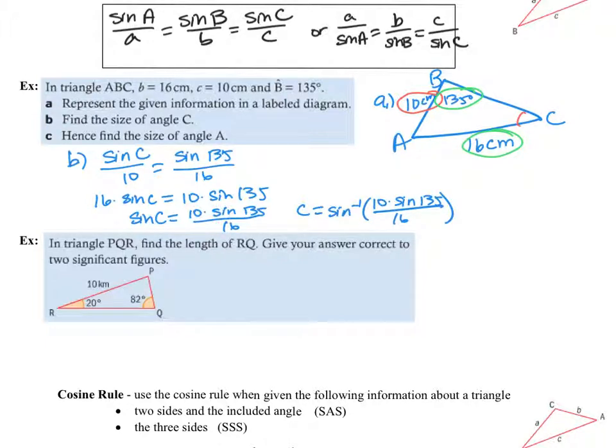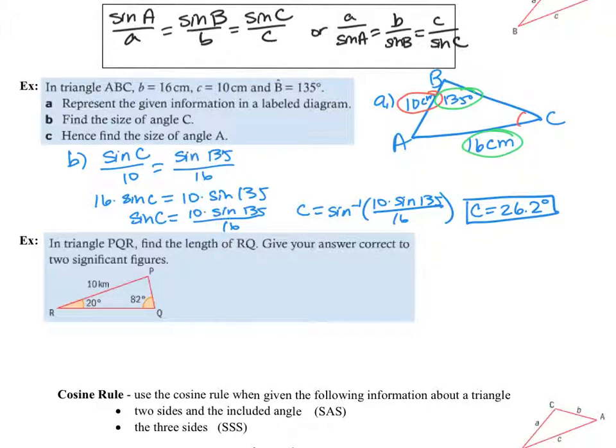So you can type that into your calculator and find out what C is, and C turns out to be 26.2 degrees. Without any directions about rounding, I'm just going to default to 3 significant figures. Okay, so that's letter B. And then letter C says, hence, find the size of angle A.